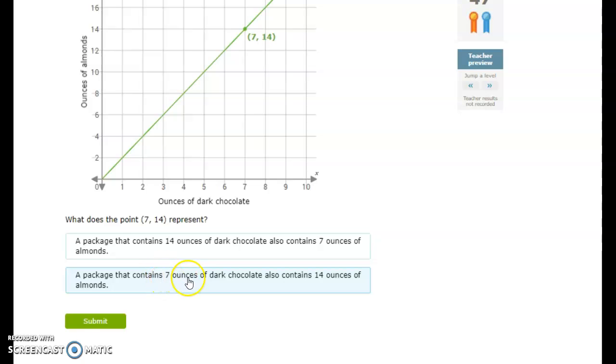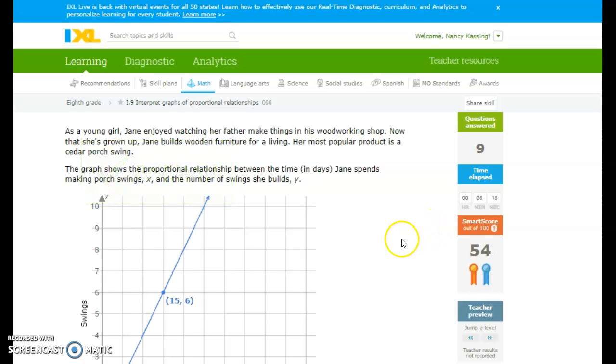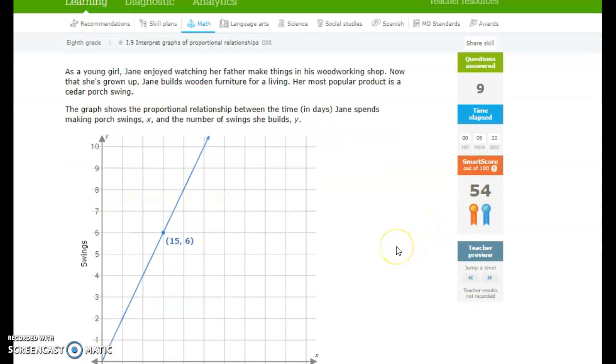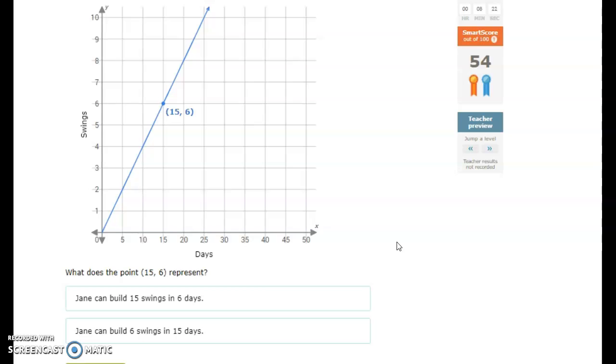The package contains 7 ounces of dark chocolate, and 14 ounces of almonds. 14 is on my almonds right here. There we go. All right, that's all you need to do on this IXL. Interpret this point and tell us what it means.